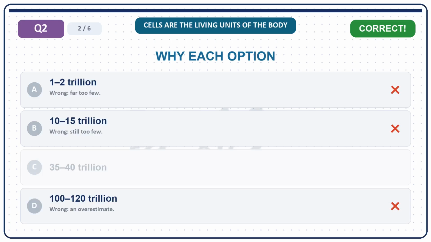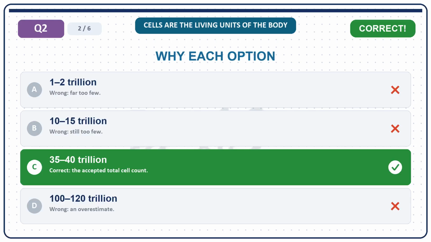Option D, 100 to 120 trillion. This one is wrong, because it is an overestimate. And option C, 35 to 40 trillion. This is the correct answer. The accepted total cell count. Let's move on to the next question.